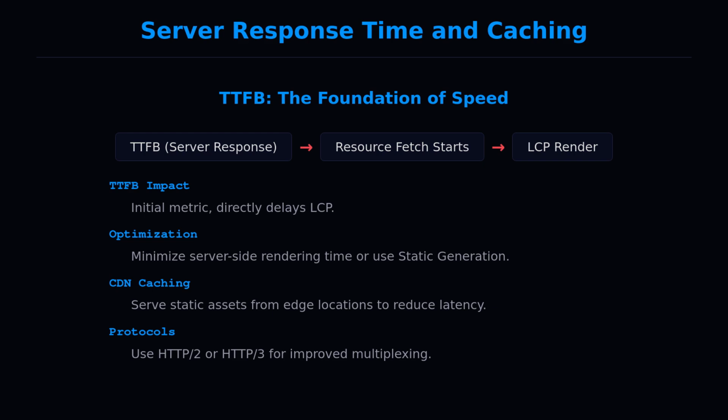Utilize HTTP/2 or HTTP/3 protocols for improved multiplexing capabilities. This reduces connection overhead significantly. Accelerate the delivery of critical resources identified earlier for LCP optimization. Consistent monitoring of these 3 core metrics ensures long-term performance stability.